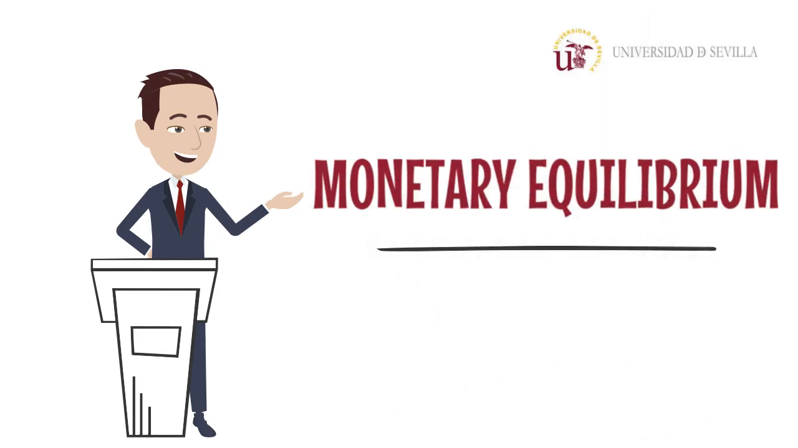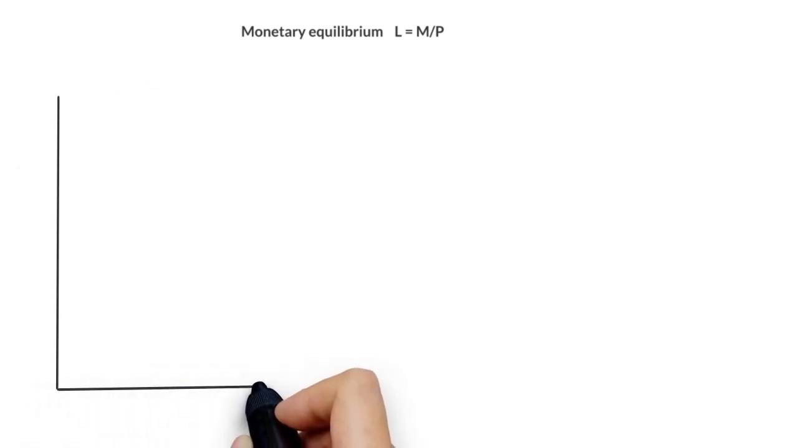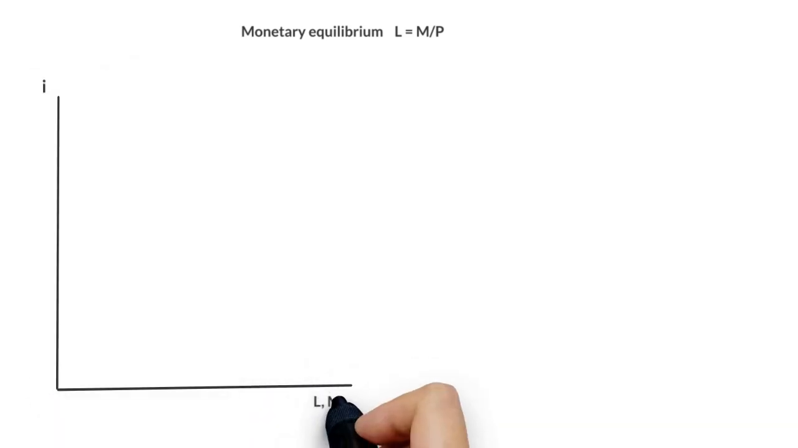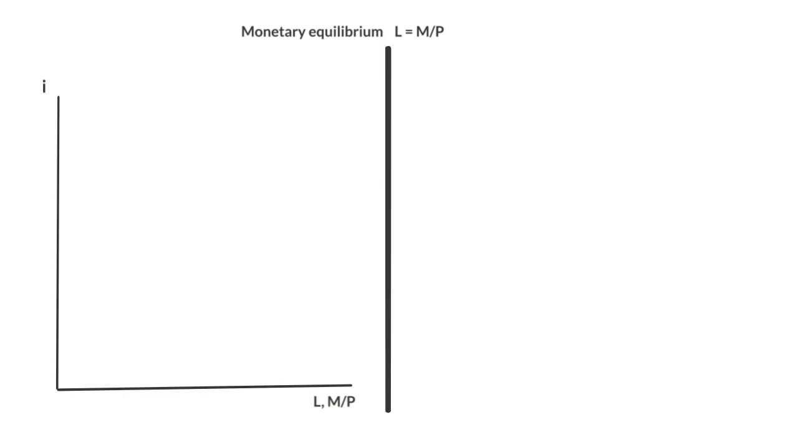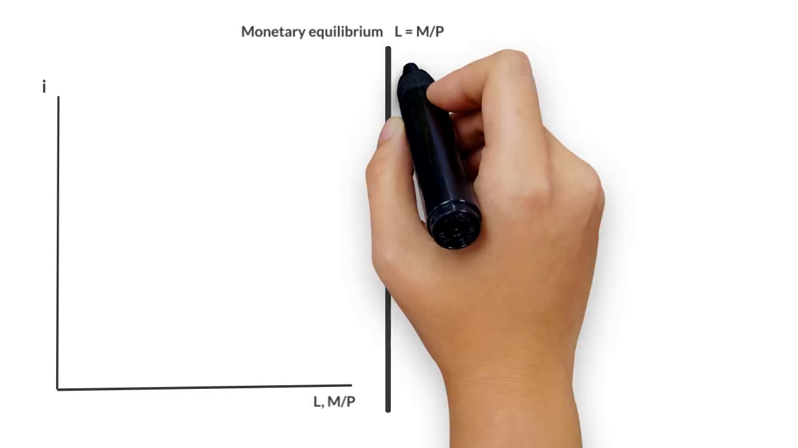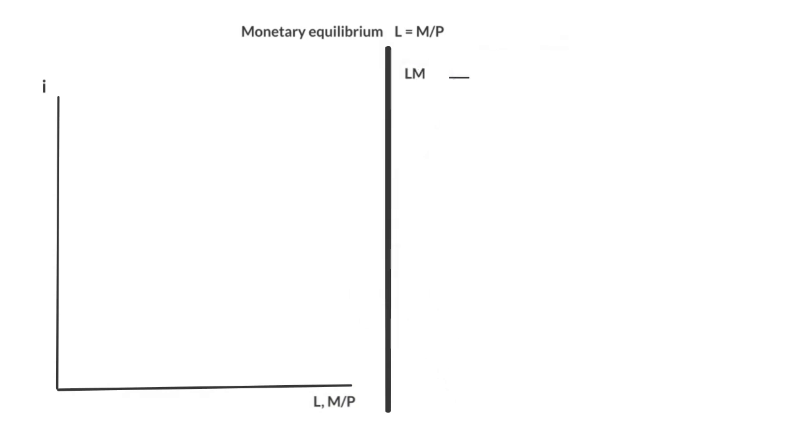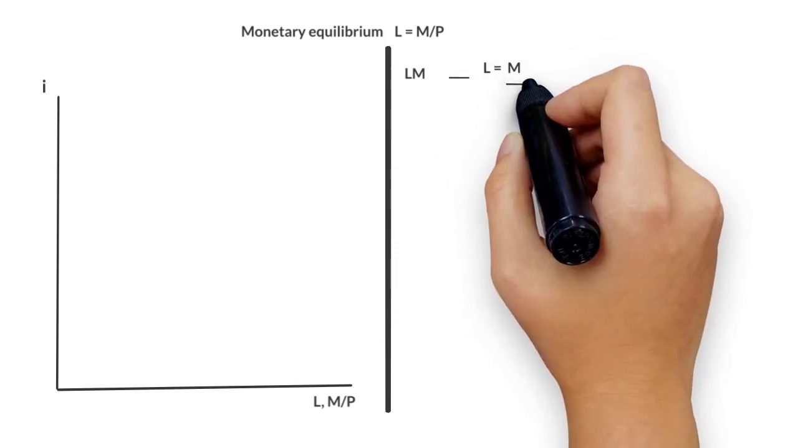Monetary equilibrium. The LM curve shows the combinations of interest rate and income levels for which the money market is in equilibrium. That is to say, the money demand equals the monetary supply.